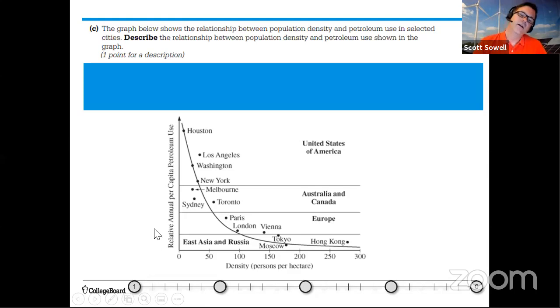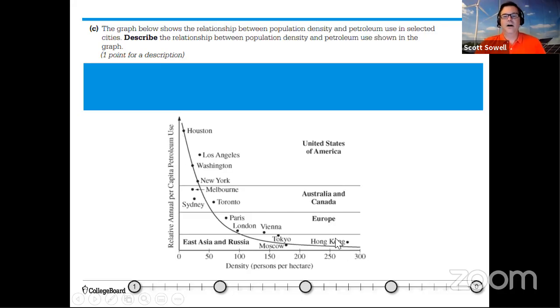Okay, I got that. On the y-axis, it says relative annual per capita petroleum use. So annual, so yearly per person crude oil or crude petroleum use. That means down here, I'm hardly using any crude oil. Up here, I'm using a lot of crude oil. So now that I got my axes under control, now let's think of what story that line is telling.